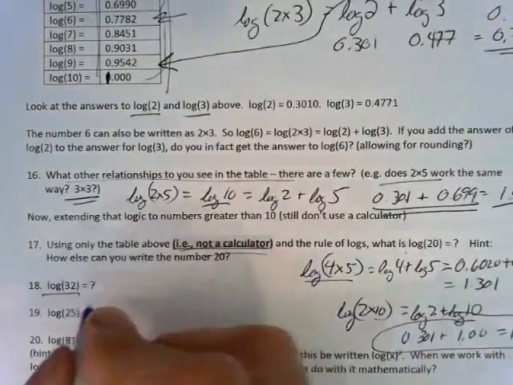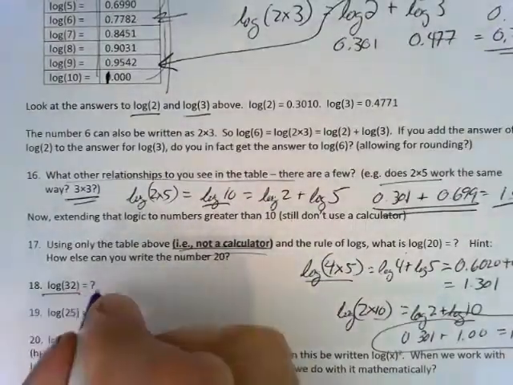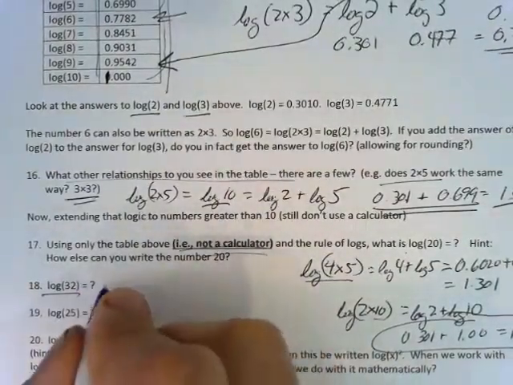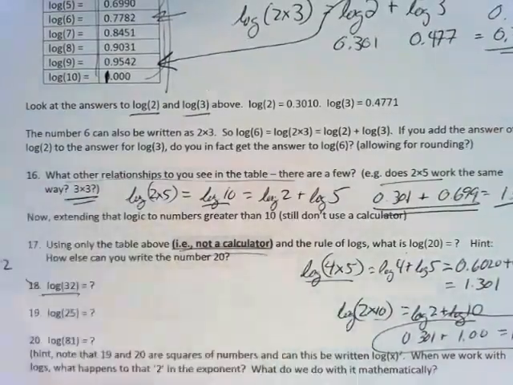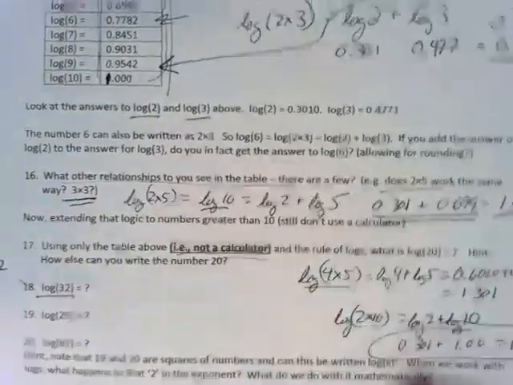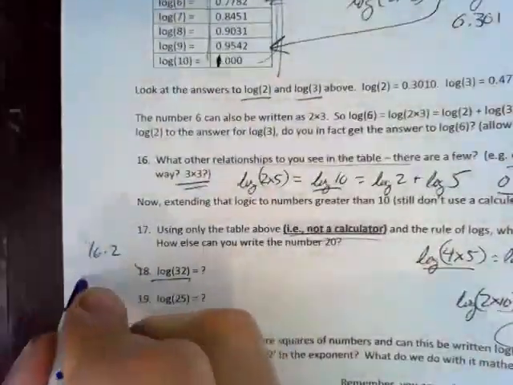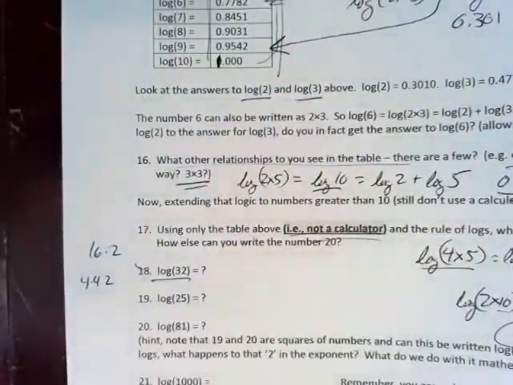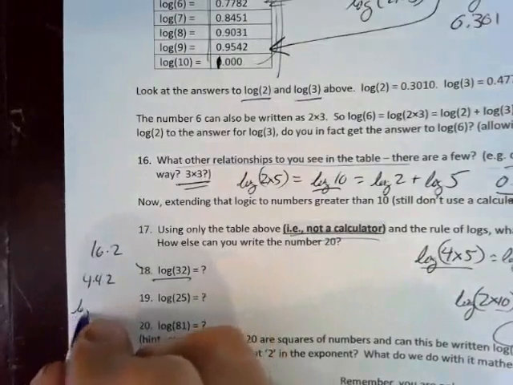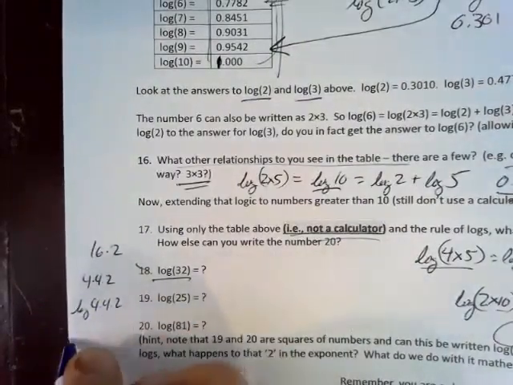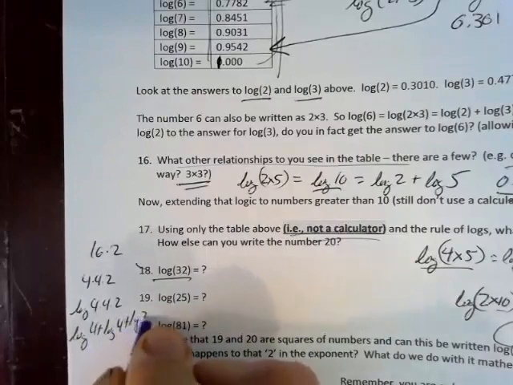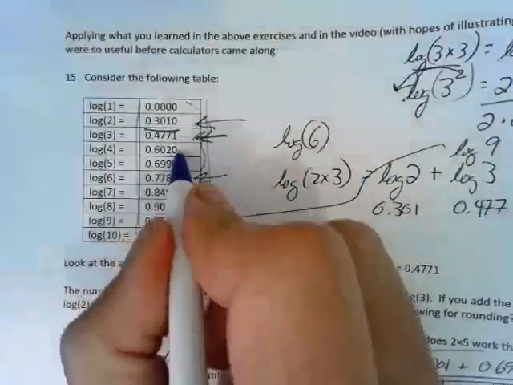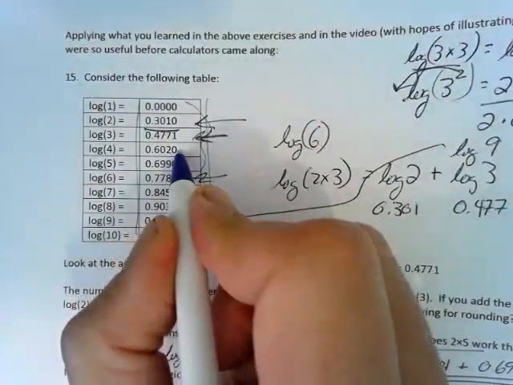Okay. So the log of 32, you could propose a couple different things here. You could maybe think of 32 as 16 times 2. Well, we still don't know the logarithm of 16, but we do know 16 is 4 times 4. So you could say this would be the log of 4 times 4 times 2, which is going to be the log of 4 plus the log of 4 plus the log of 2. And then you could look this up. So it would be 0.602 plus 0.602 plus 0.301.